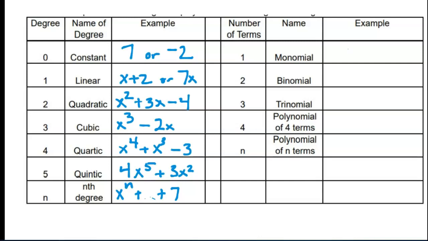So after quintic, there's not a special name. X to the 6th we just refer to as a 6th degree polynomial, x to the 7th is a 7th degree, and so forth. So they don't have special names like the first 5 types of functions.